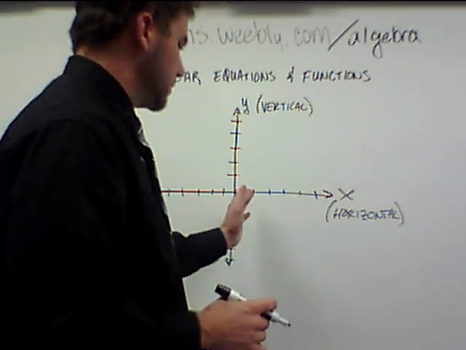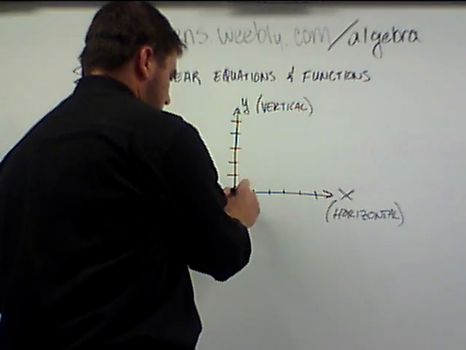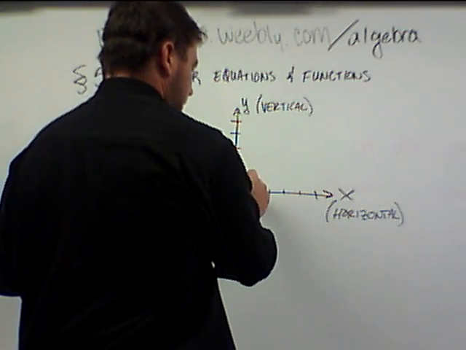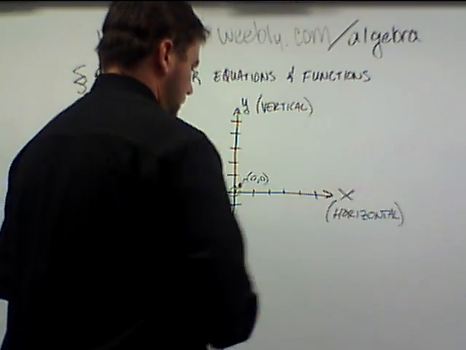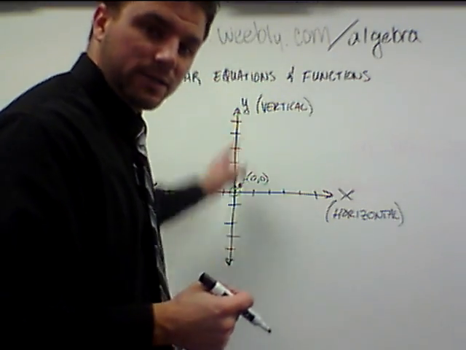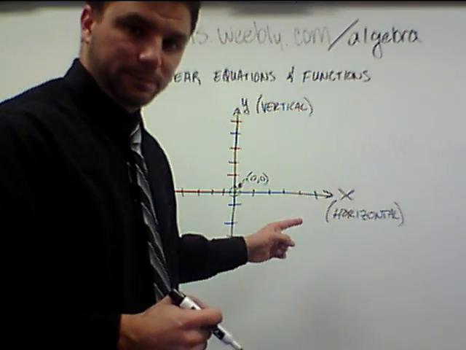Now, we think about this just like a number line. Say this is our 0. What we're going to do is we're going to call this our origin. So our origin is at the point 0, 0. It's at 0 on both the y-axis and the x-axis.